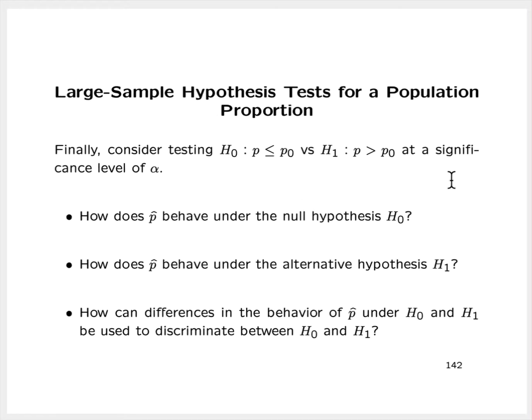And finally, we can consider this test where the null hypothesis is that p is less than or equal to p naught. The alternative is that p is greater than p naught. And so again, how does p hat behave under the conditions of the null hypothesis? How does p hat behave if the alternative is true? In other words, what values of p hat would we expect to see if the null hypothesis is true? And what values of p hat would we expect to see if the alternative is true?